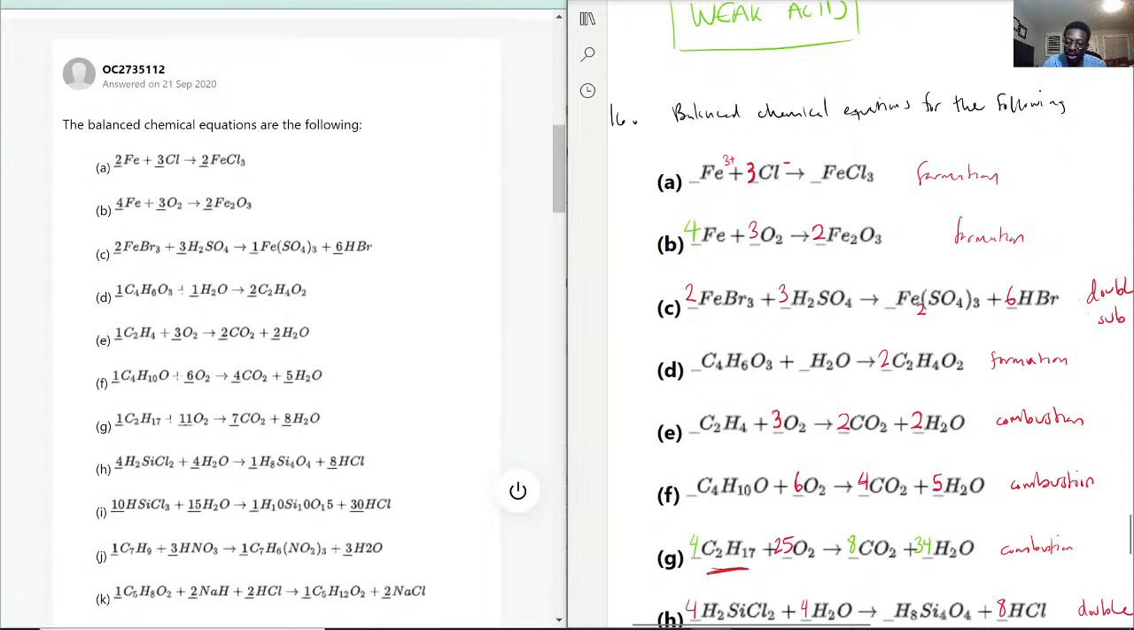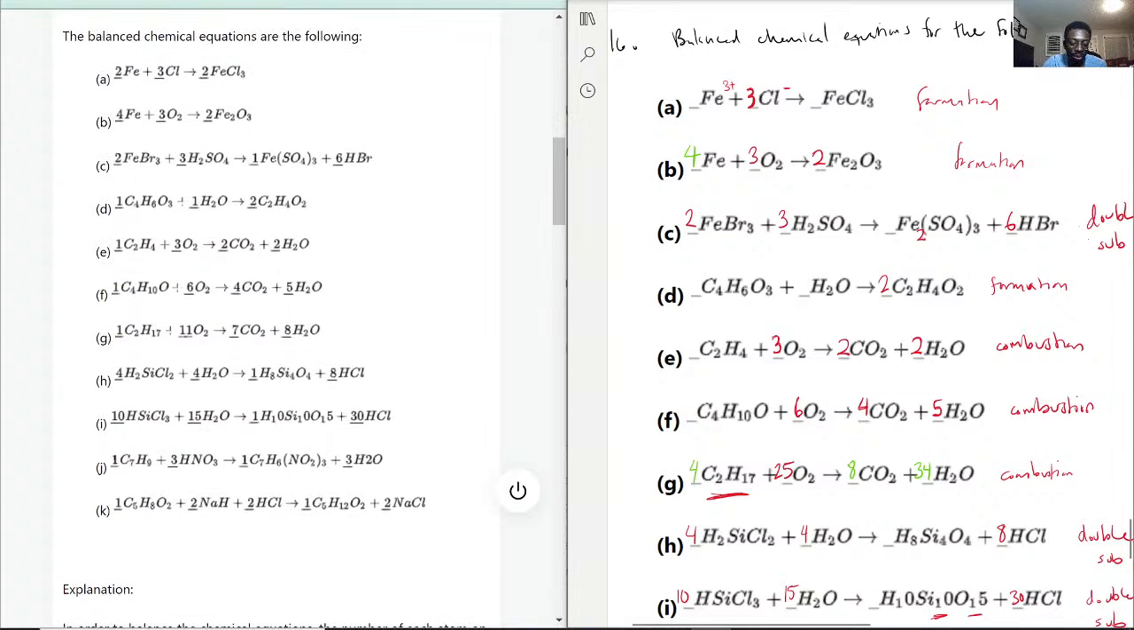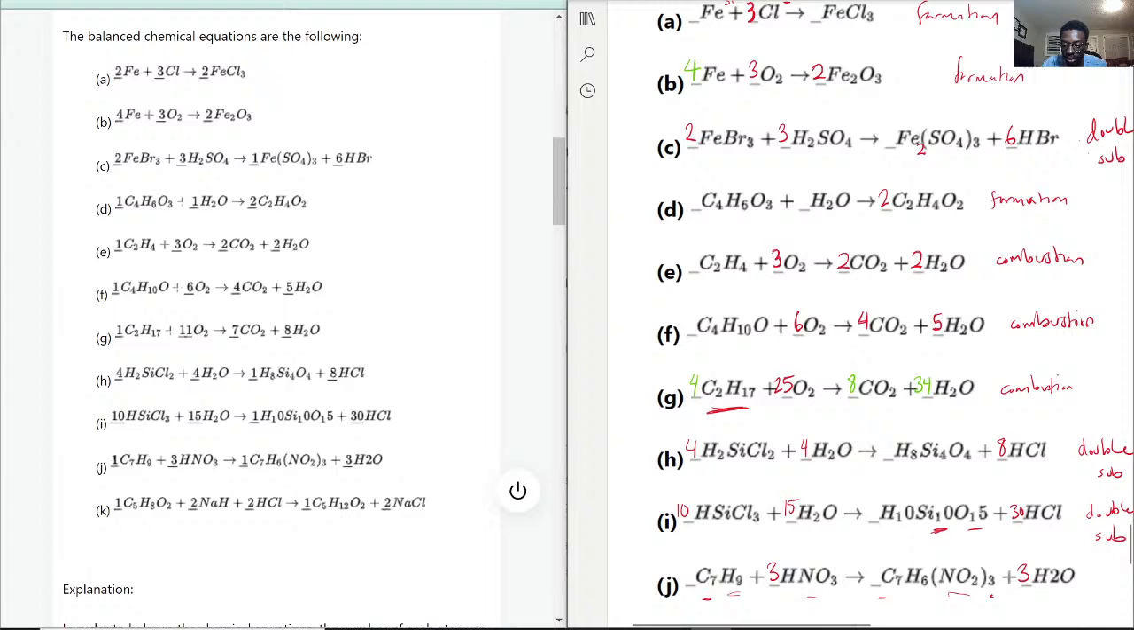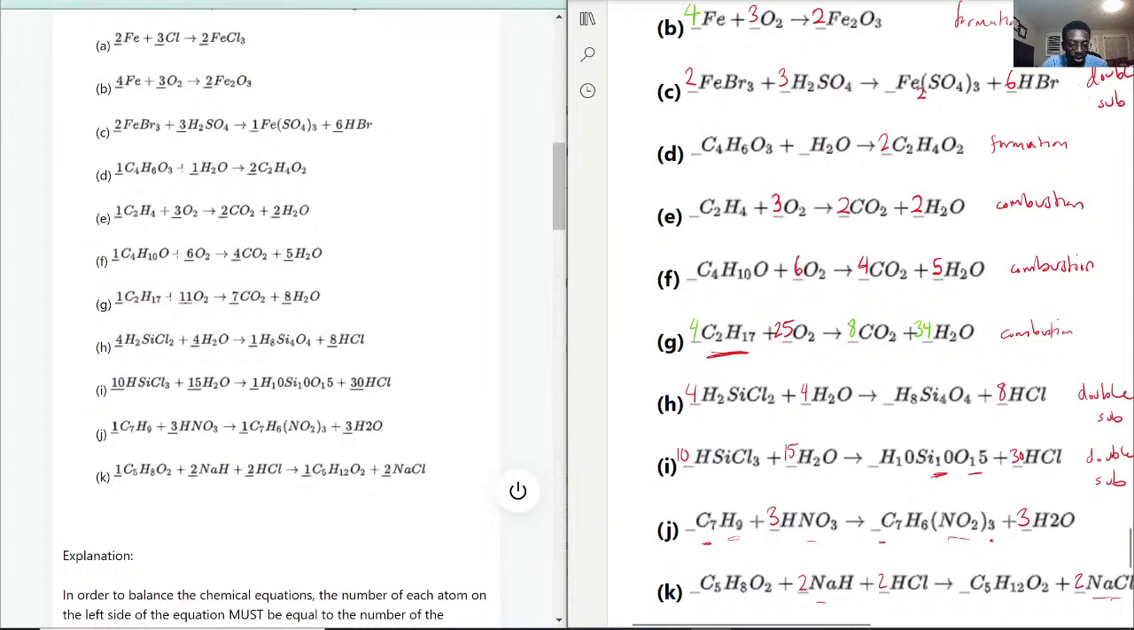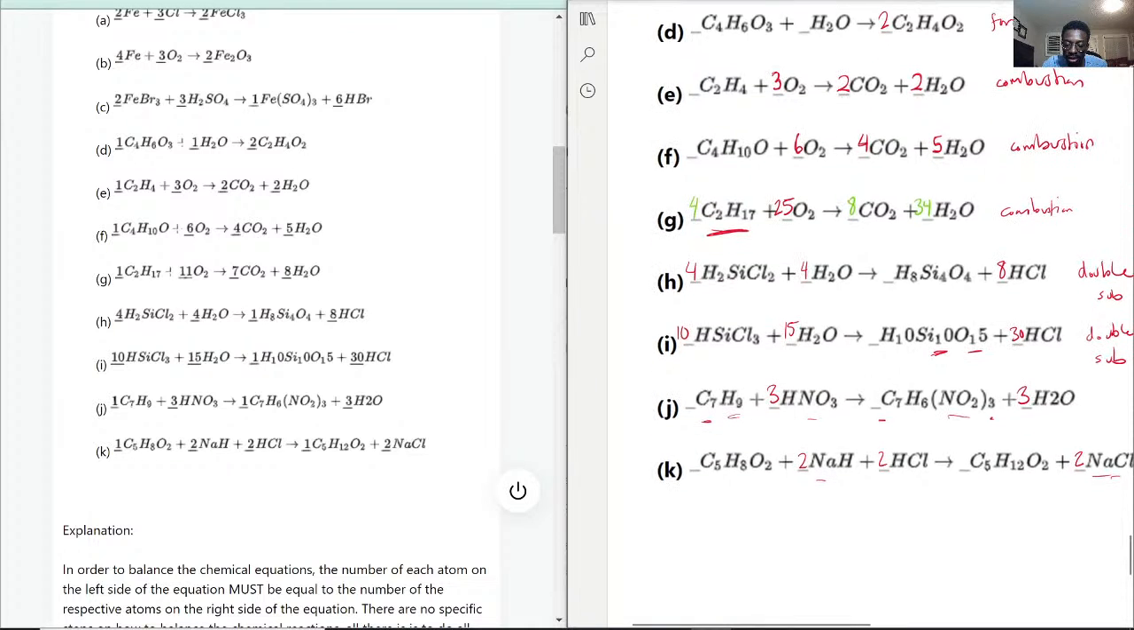2, 3, 1, and 6 only works because I had to throw in that Fe2(SO4)3. 1, 1, and 2, yep. 1, 3, 2, and 2, yep. 3, 2, 2. 6, 4, and 5, that's correct. 1, 11, 7, and 8.